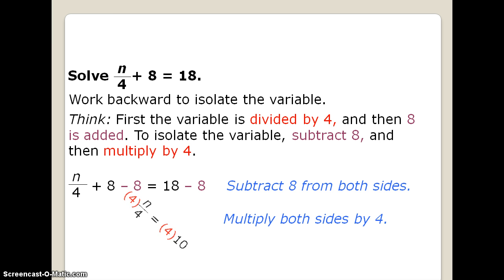The result of that would be n over 4 equals 10. To undo division, we multiply. So remember, we put the 4 on both sides of the equation like you see in the red. The 4 times the n divided by 4, the 4's cancel, and 4 times 10 is 40, so n equals 40. Remember to check your answer. 40 divided by 4 is 10, 10 plus 8 is 18, the answer we were looking for.